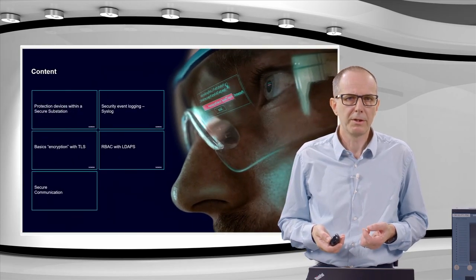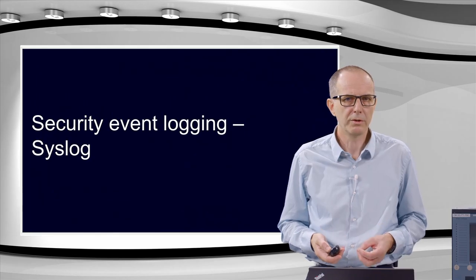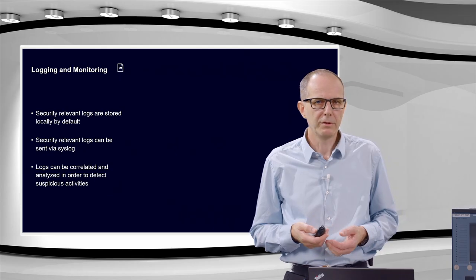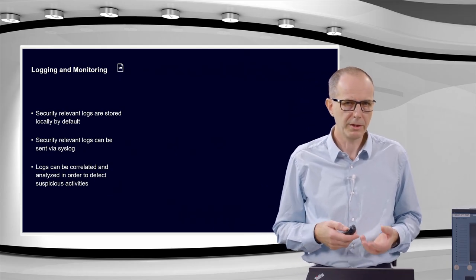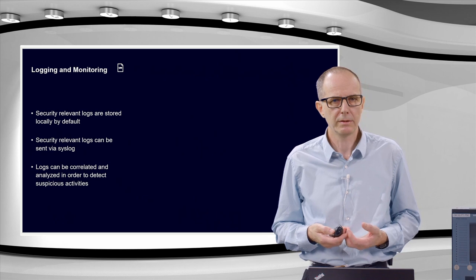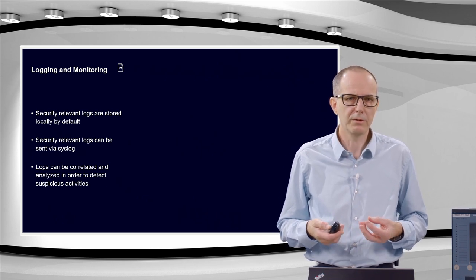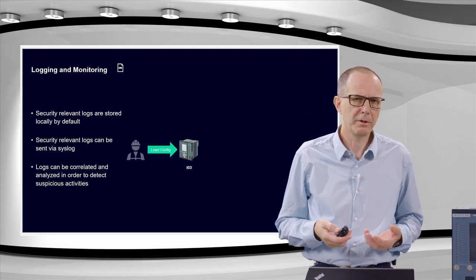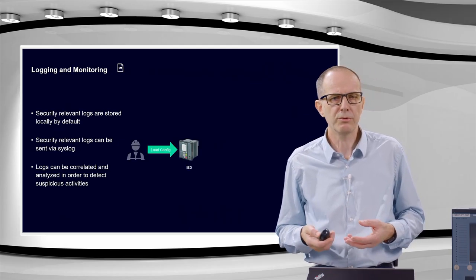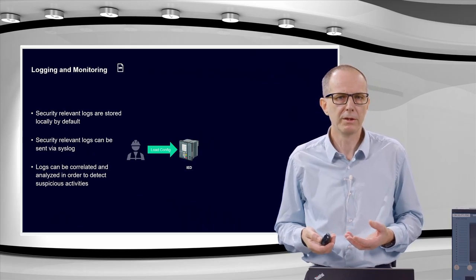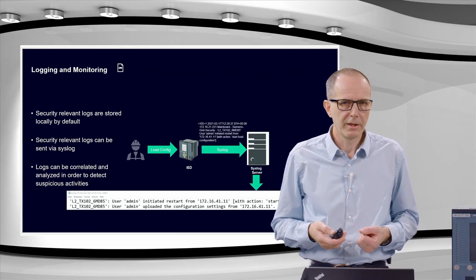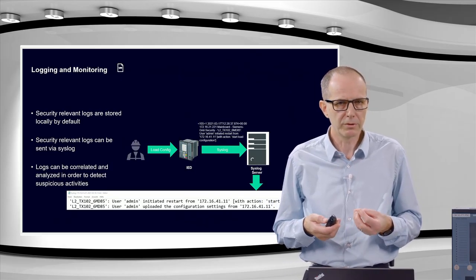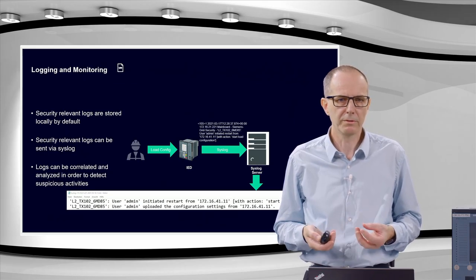Let us jump directly into this first simple feature called syslog. By default, security event logs are stored locally in the device. In addition, those logs can also be sent via the network using the syslog protocol. This example shows a field engineer who is loading a new configuration to a SIPROTEC 5 device. This will immediately create a log message, which will be sent out via the syslog protocol to a syslog server.